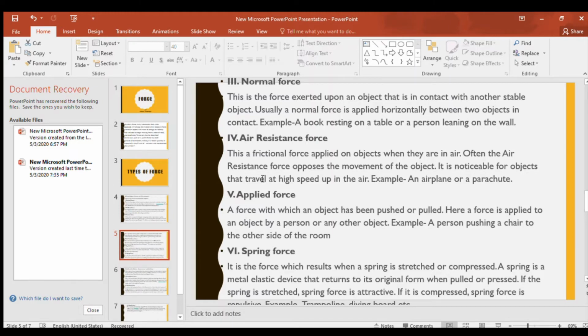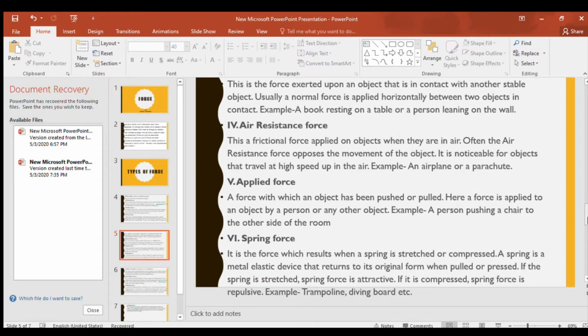And the next is spring force. This is the last contact force that we are discussing today. It is a force which results when a spring is stretched or compressed. A spring is a metal elastic device that returns to its original form when pulled or pressed. If you don't have a spring at home, just check it with a rubber band. If the spring is stretched, spring force is attractive. If it is compressed, spring force is, of course, repulsive. For example, a trampoline and a diving board, and many more.